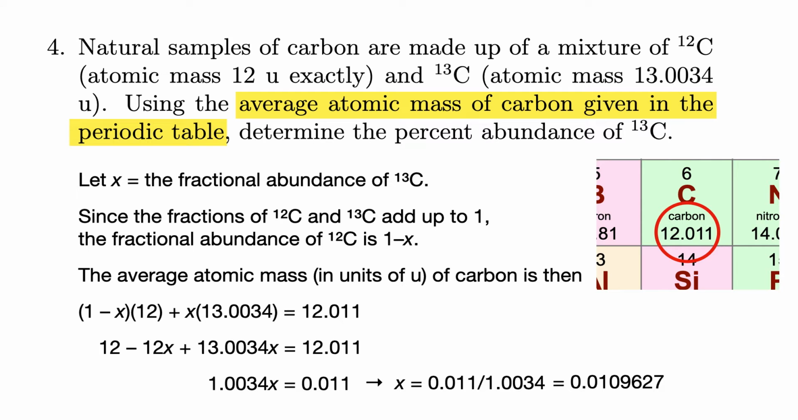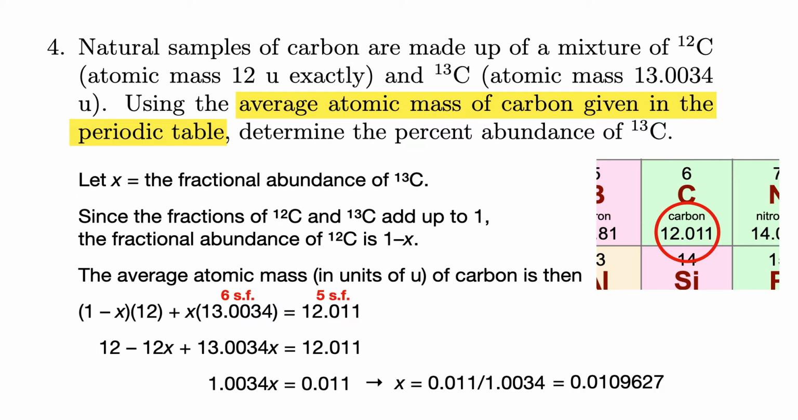And so before I convert that to a percent, I also want to worry about rounding this off to the right precision. So the numbers that went into the calculation, the 12.011 has 5 significant figures. The 13.0034 has 6 significant figures. The 12, the atomic mass of carbon-12, that's an exact number, so that doesn't have significant figures. Or I suppose you could think of it as having an infinite number of significant figures. And likewise, the 1 in 1 minus x is an exact number. So the two numbers that affect the precision of our answer have 6 significant figures and 5 significant figures.